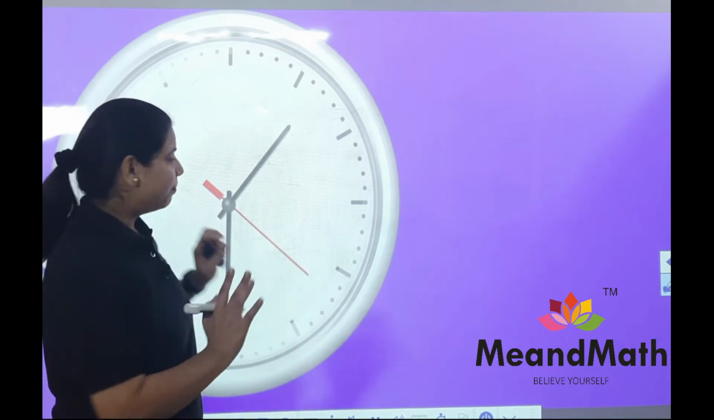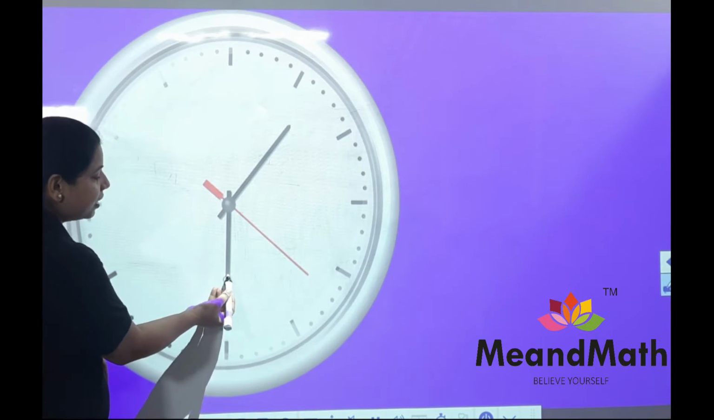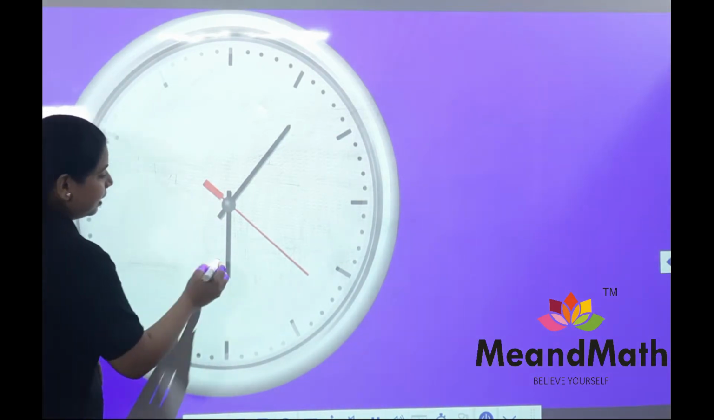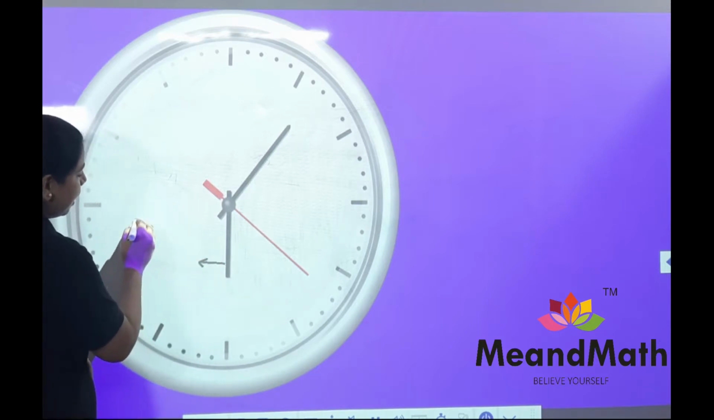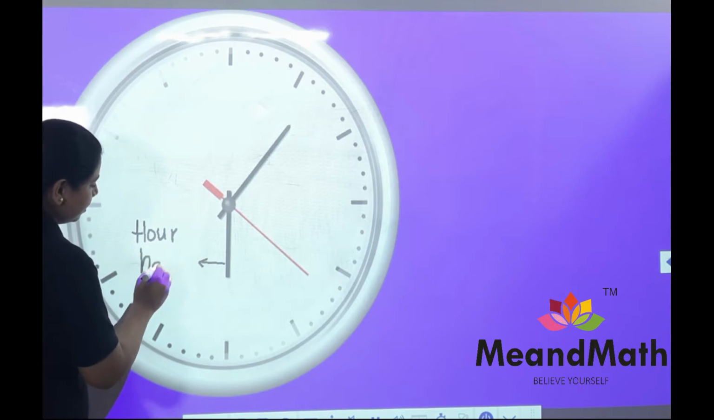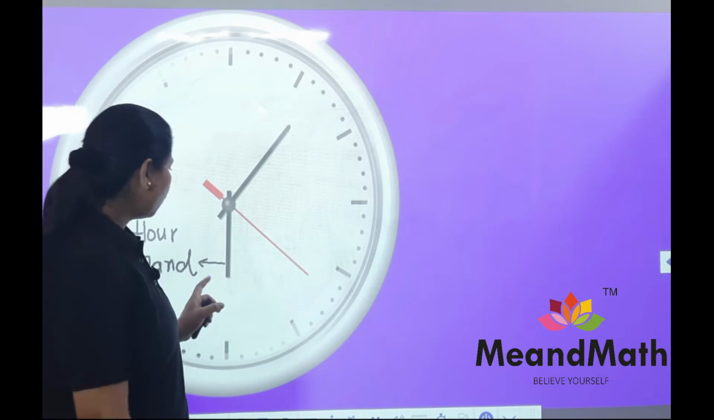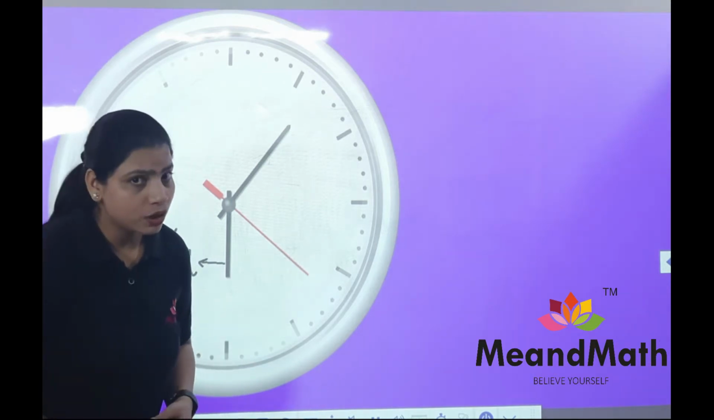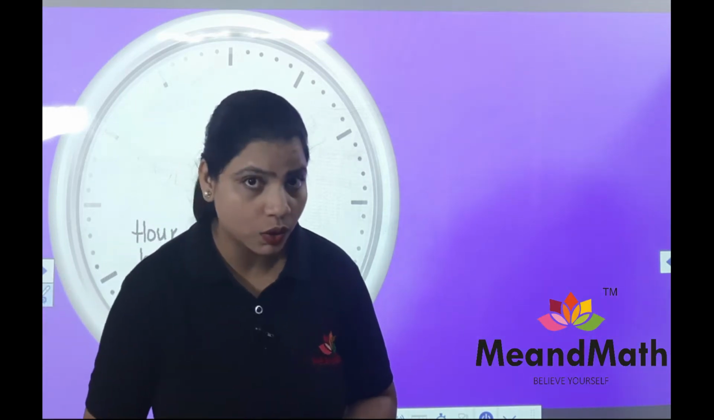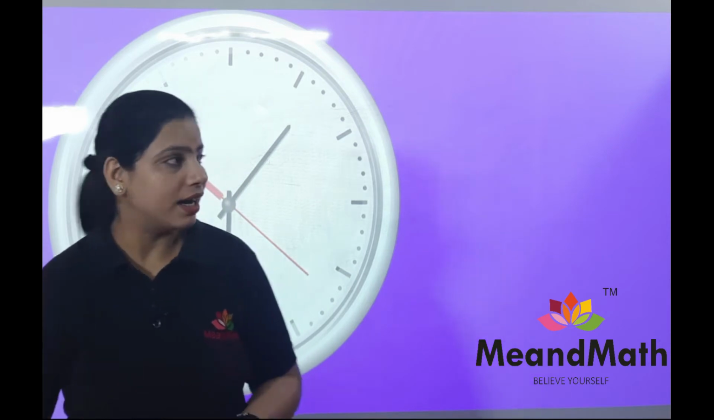Let's give them some names, right? So this hand we're talking about is called the hour hand. What does an hour hand do? An hour hand lets us know about an hour. It gives us an idea of an hour.